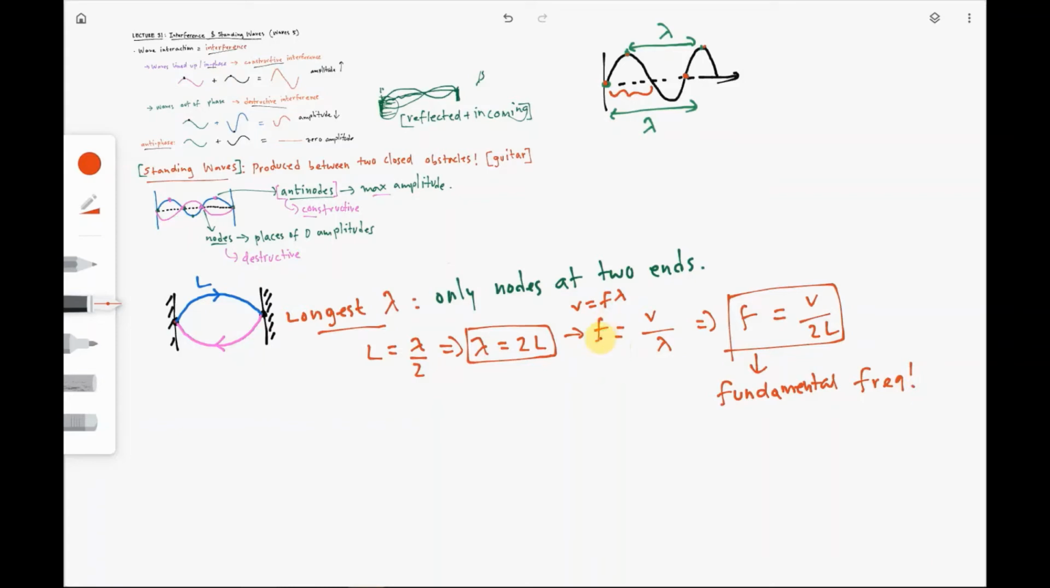And if you look at this equation, you will notice that frequency is inversely related to lambda. So if you have the longest wavelength for this pattern, this fundamental frequency must be the smallest frequency for the standing wave. So you cannot have any frequency smaller than the fundamental frequency. Any frequency after this would be bigger, and any wavelength after this will be smaller. This is also given the name first harmonic.